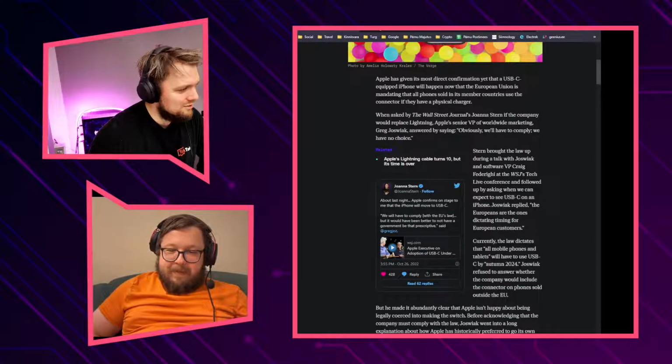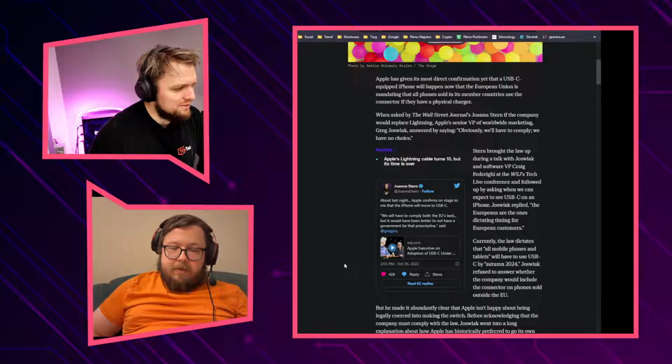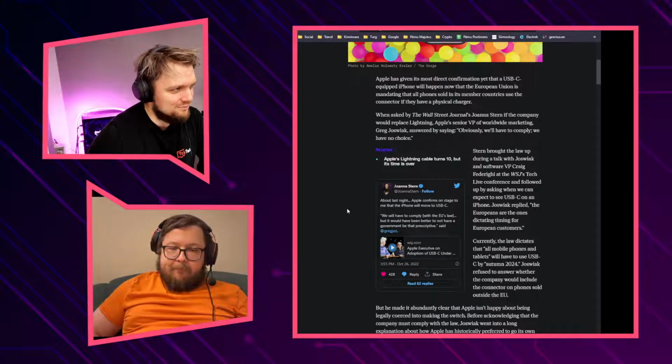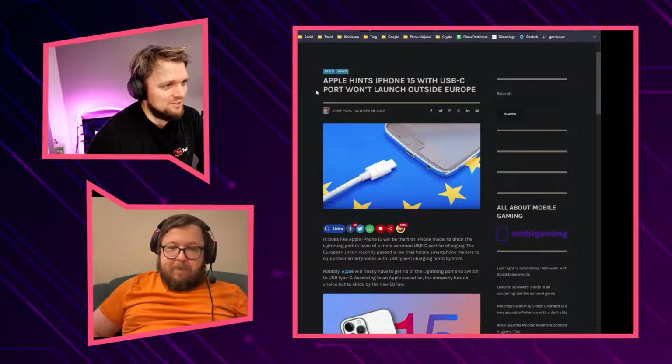Can they sell old models? By the time 2024 comes around, can they sell old models from 2022 with Lightning? Yes, they can, but again, it doesn't make sense because then you have to make some weird split. Maybe only European models get the USB Type C. Yes, this is the next story that I put in here.